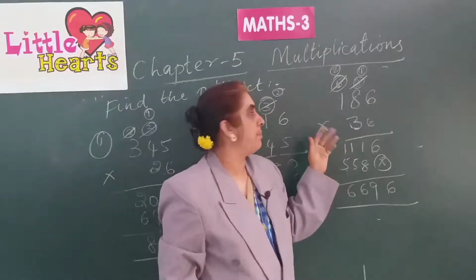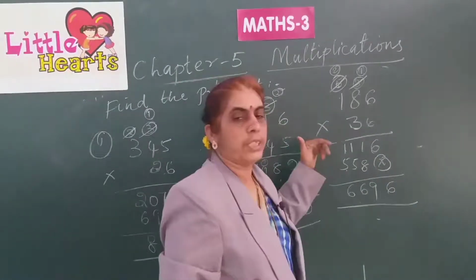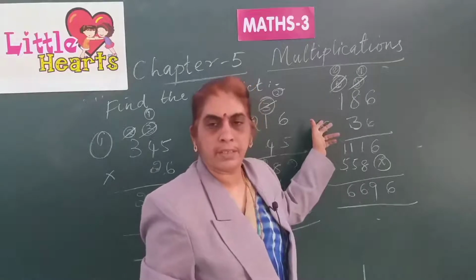So there is no confusion multiplying a 3-digit or 2-digit number with a 2-digit number.